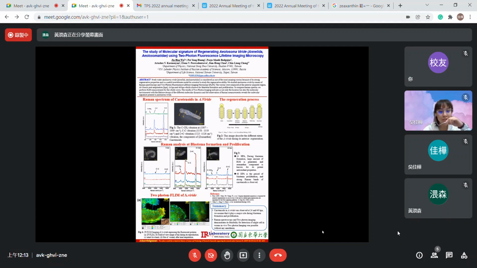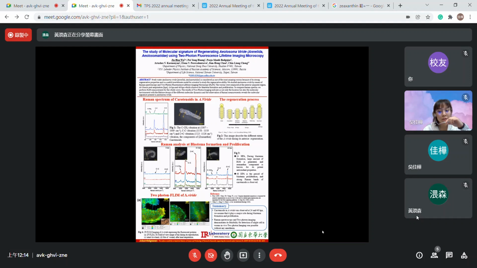My title is The Study of Molecular Signature of Regenerating Aeolosoma Viride using two-photon fluorescence lifetime imaging microscopy. First, let me introduce a worm called Aeolosoma viride.